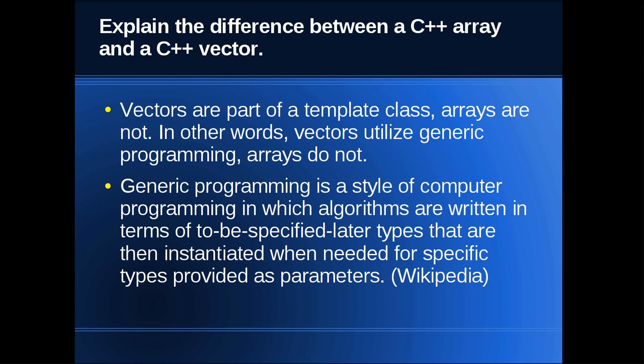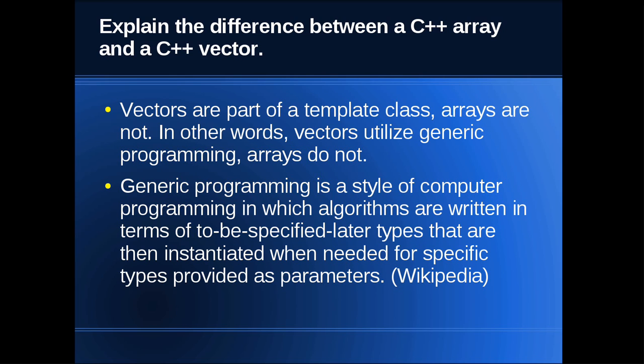Okay, explain the difference between a C++ array and a C++ vector. Vectors are part of a template class. Template class, just like the name implies, is kind of a generic form of a construct. Arrays are not part of the template class. In other words, vectors utilize generic programming, arrays do not.